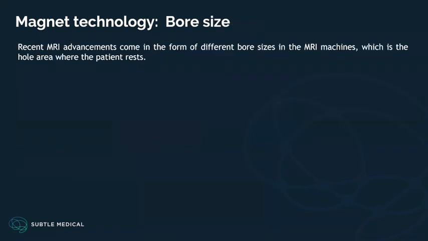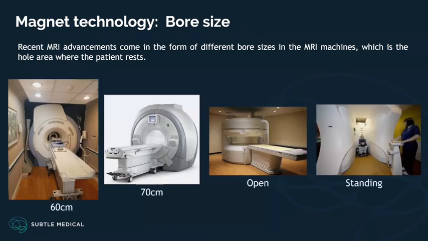In addition to that, the bore size is also extremely important because the patients have to go into this bore. It is the cylindrical opening in the middle of that magnet where the patient lies. The bore size has also made a lot of advances in terms of improving the patient experience within a scanner, not only speeding up the acquisition, but also making the patient comfortable within the scanner. And as you can see, there are various kinds of MR systems available with different bore sizes, 60 centimeter, 70 centimeter, the open magnets, and even the standing magnets from Fonar.